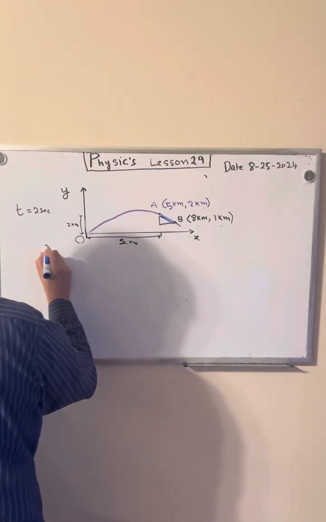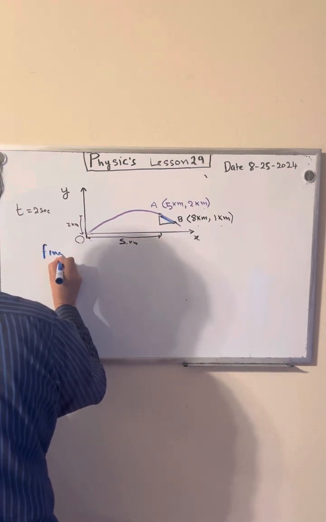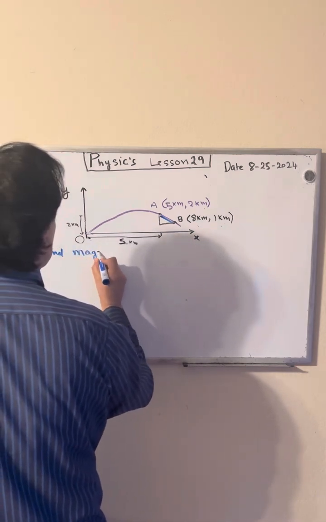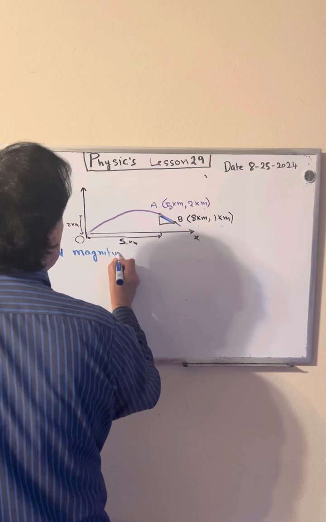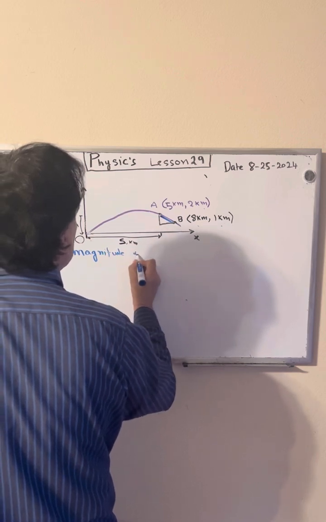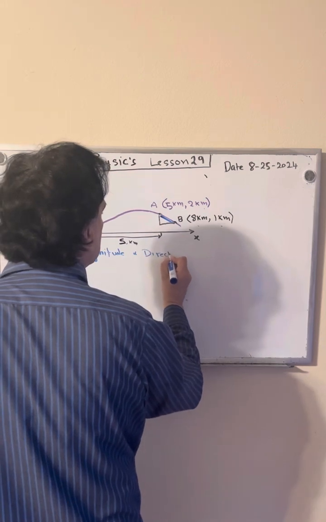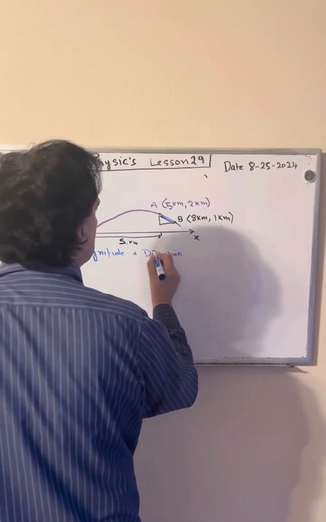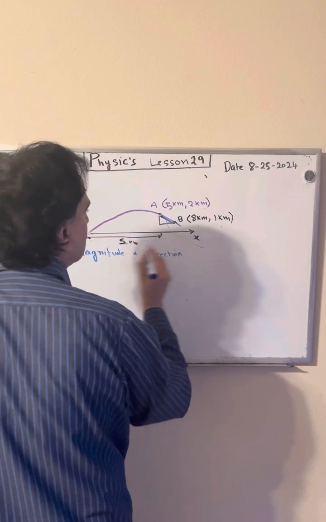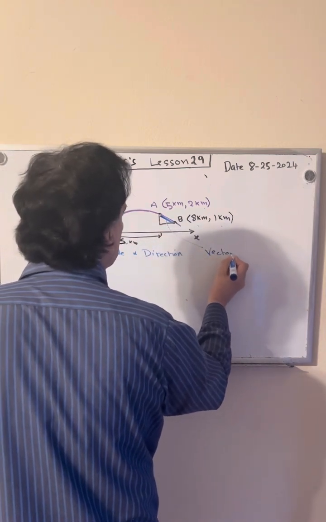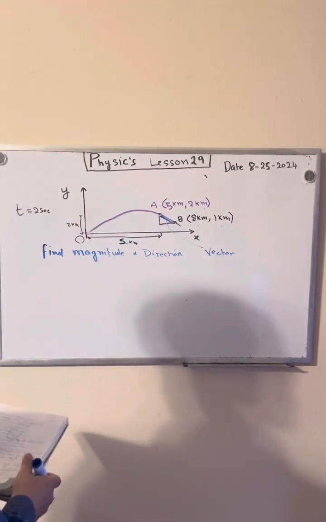find magnitude and direction of this vector. I'm talking about this vector right here. Okay. So how do we do that? Well, it's pretty straightforward.